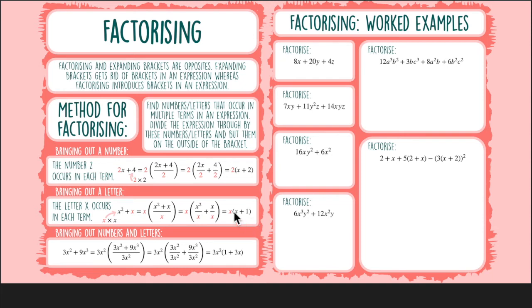Let's expand the brackets. x times x is x squared. x times 1 is x. So we have x squared plus x, which is equal to this. So we know we're correct. This is the factorised expression of this.